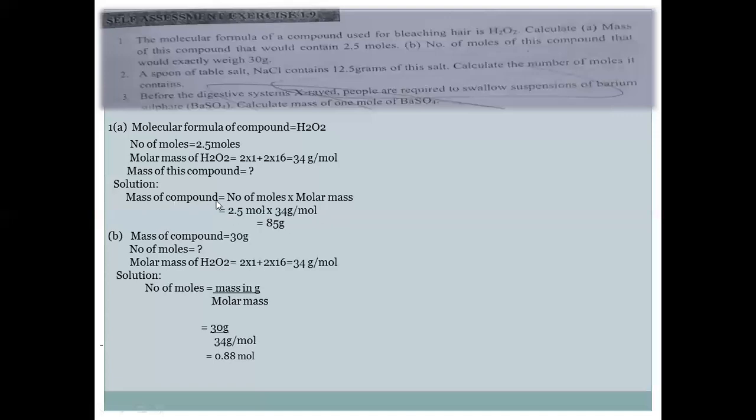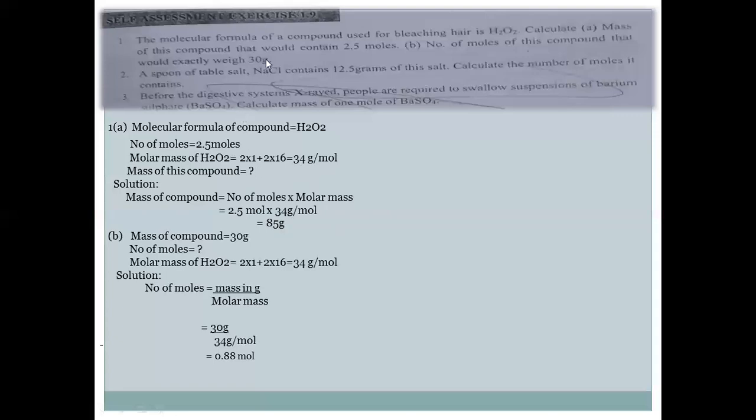So the mass of the compound has the formula: number of moles multiplied by molar mass. The number of moles given is 2.5 moles, and for the molar mass I just found it here, 34 grams per mole. After multiplication we will get 85 grams. So the part A answer is 85 grams.